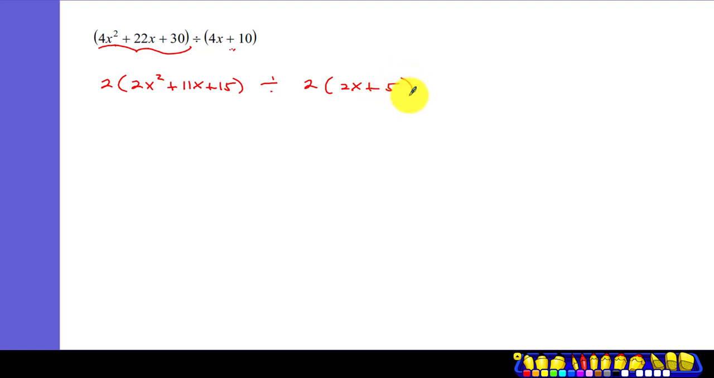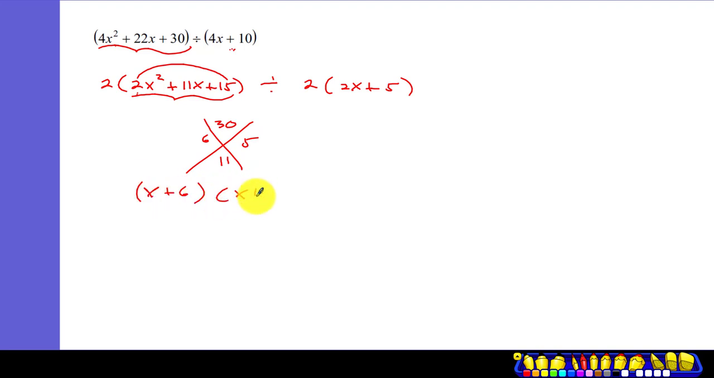Okay. Now let's try to factor this one. So this is a trinomial wherein my a is not equal to 1. So let's use our slide and divide. So multiply 15 by 2, we'll get 30. We need to get factors of 30 that will give you a sum of 11. So what are those factors that will give you a sum of 11? It'll be 6 and 5. Alright, so we'll get x plus 6, x plus 5.